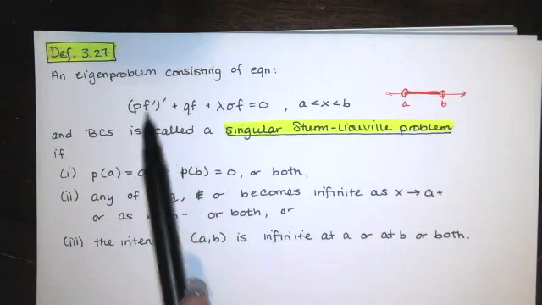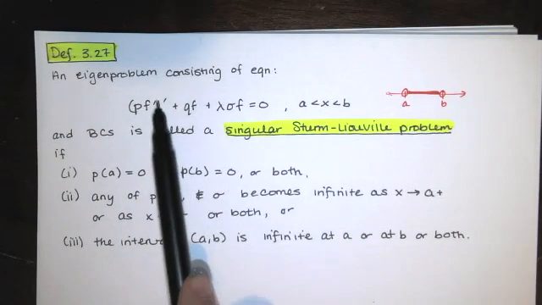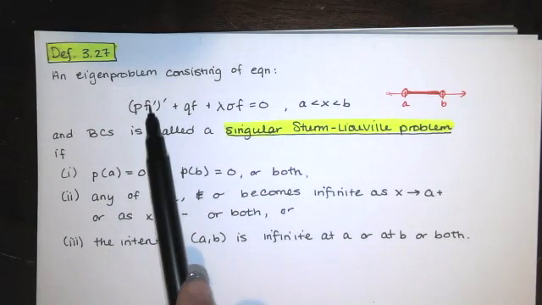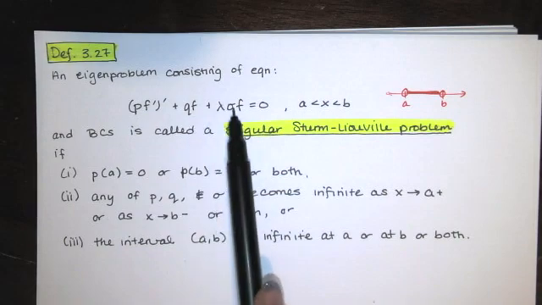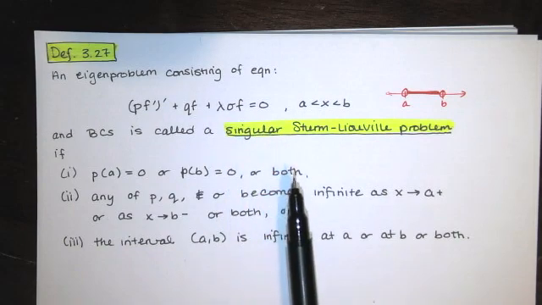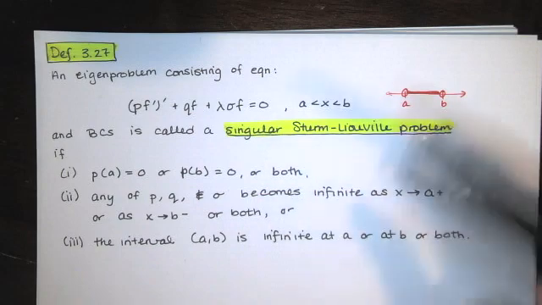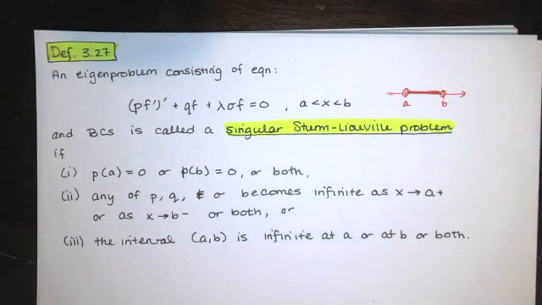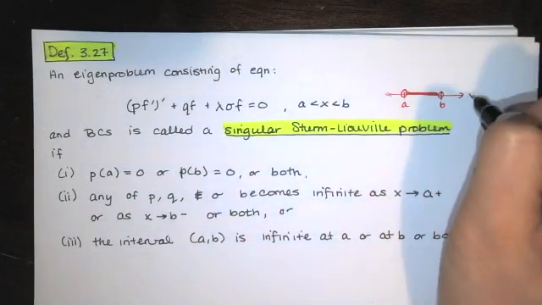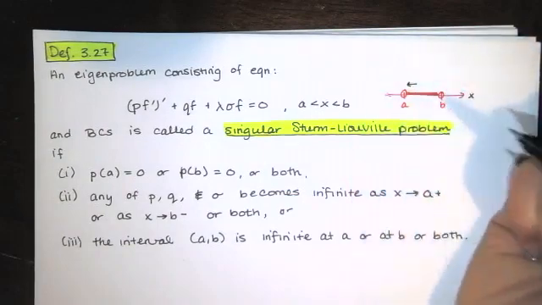Or if P, the function multiplying f prime before we take the derivative of that product, or Q, or sigma, becomes infinite as x approaches A from the right. So this is our interval of x values. And we're approaching A from the right.